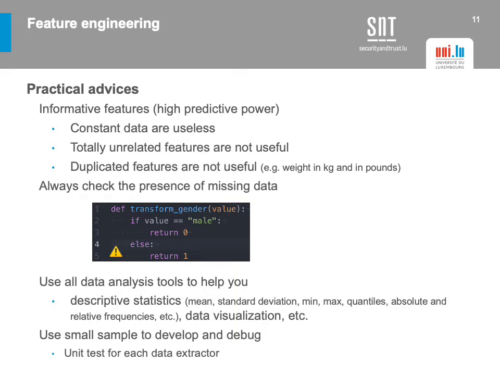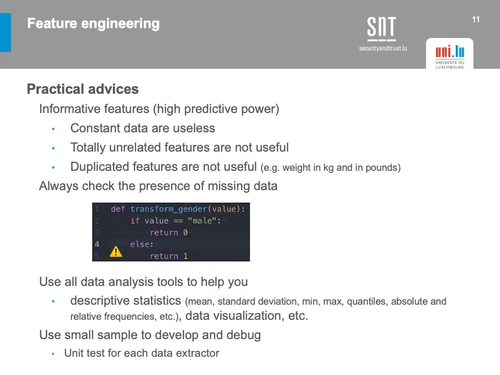Another advice is to always check and think about missing data when you code. Once you transform a variable, always think about what happens if I give it missing data. I'll give you a Python example here. We write a function called transform_gender. We give it a singular value, and if it's equal to male, we return 0. In the other case, it returns 1.